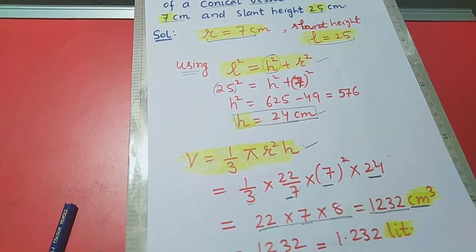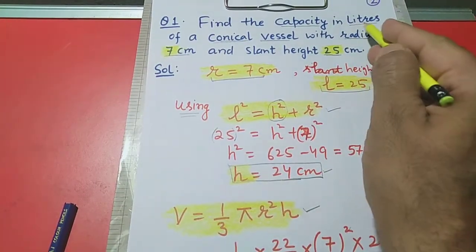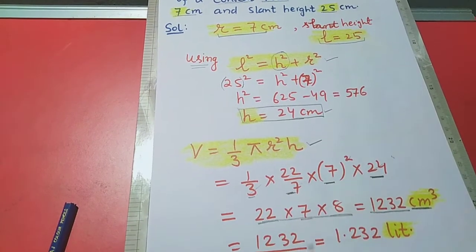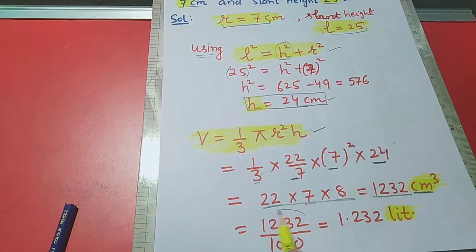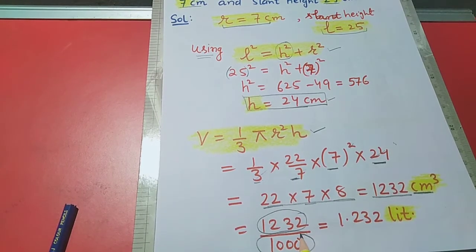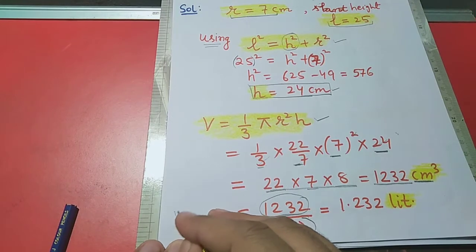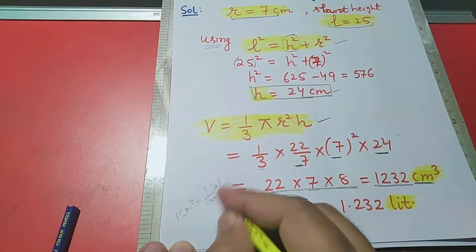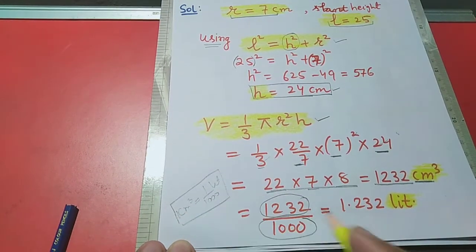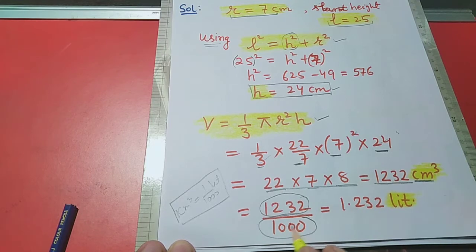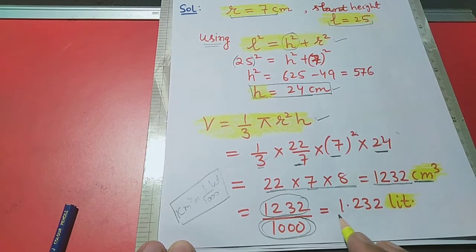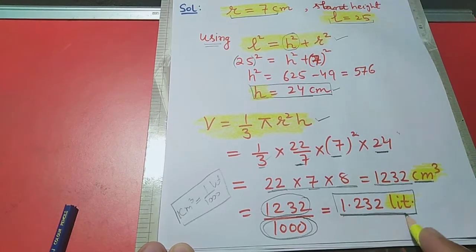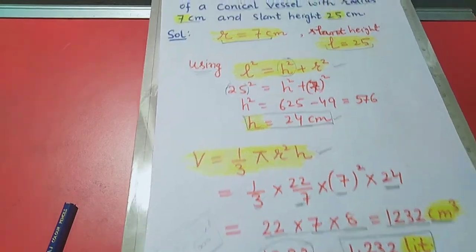But you know that we have to find the volume in liters. So how to convert centimeter cube into liter? We have to divide centimeter cube by 1000, because we have a formula that 1 centimeter cube is equal to 1 upon 1000 liter. By using this formula, we divided the volume by 1000, and this is the volume of the conical vessel. It means this is the capacity of the conical vessel.